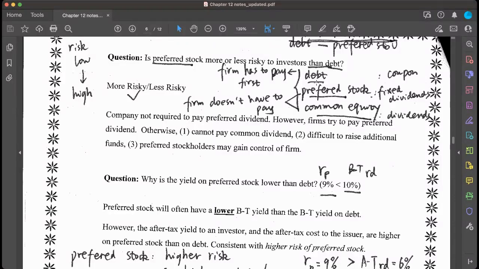So usually the firm starts by paying for debt, and after paying off debt, it could pay dividends for preferred stock, and then it could pay common equity. So the risk level of these three assets from low to high is debt, preferred stock, and common equity. The company is not required to pay preferred dividends. However, firms try to pay preferred dividends, otherwise they cannot pay common dividends.